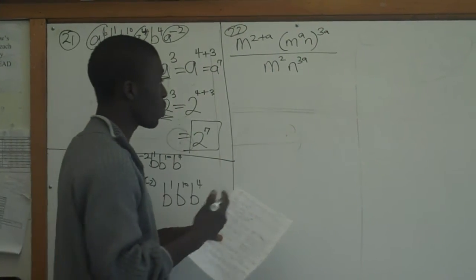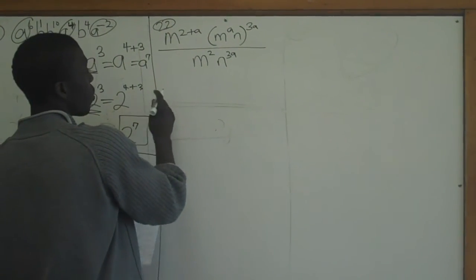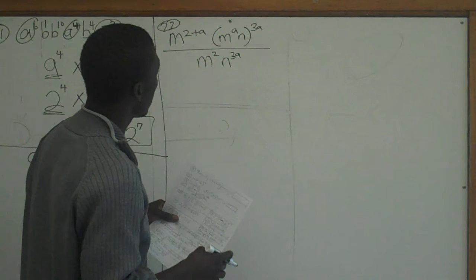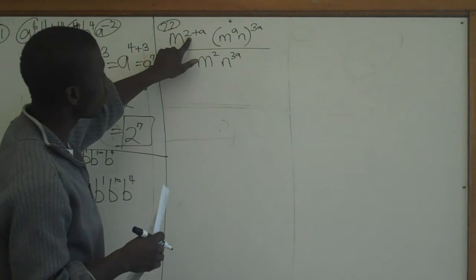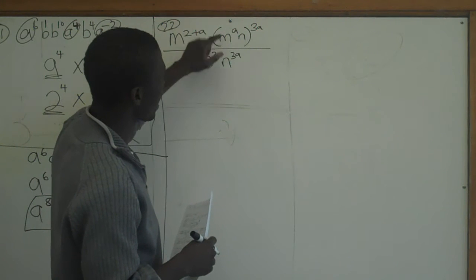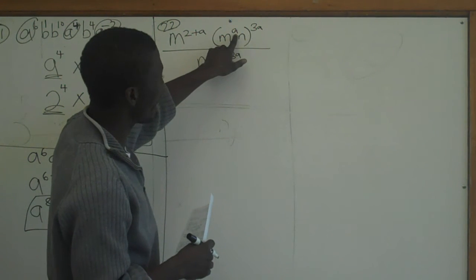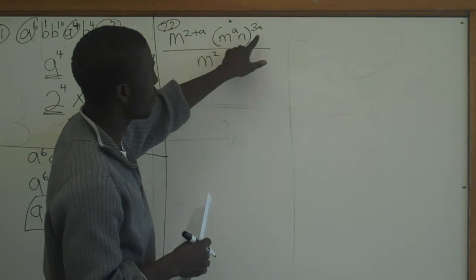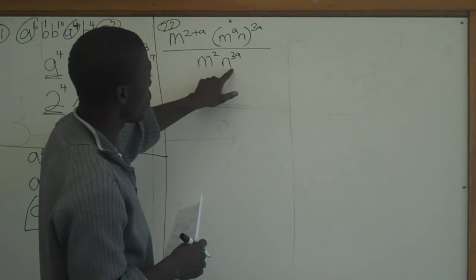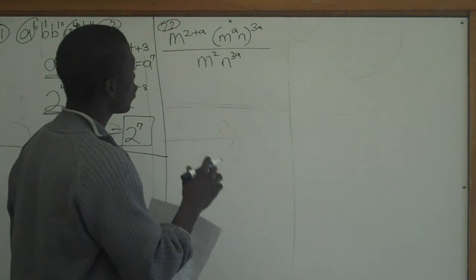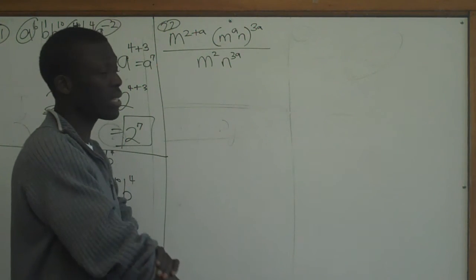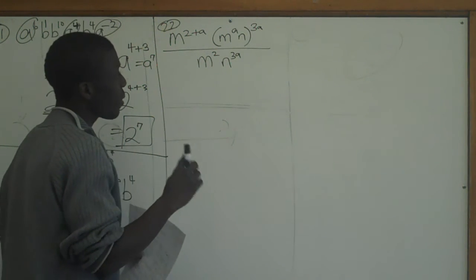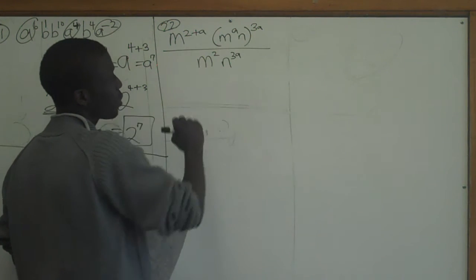With number 22, which was one of the most difficult from what I realized from questions that students asked, we have m to the power 2 plus a, and then we have a bracket here that says m to the power a, n, and then a 3a outside, and then divided by m squared n to the 3a. We're going to use several of the laws of indices here. The first thing I want you to do is to deal with the bracket and the exponent right there.